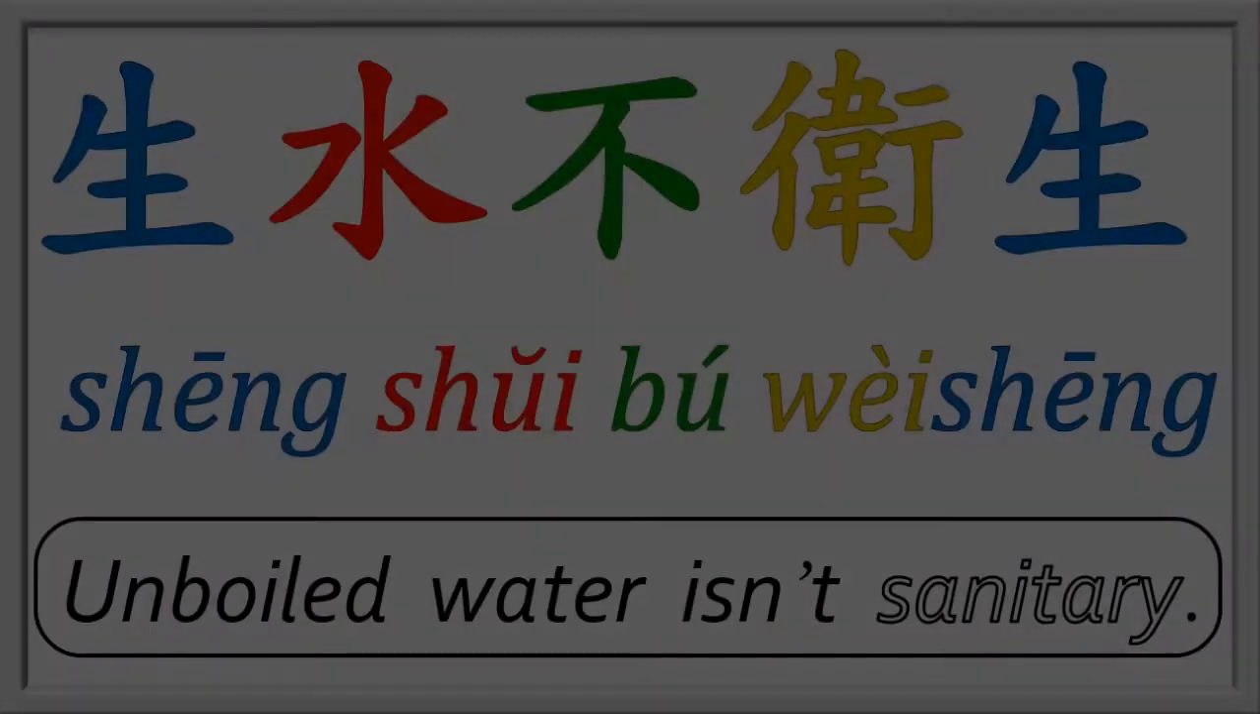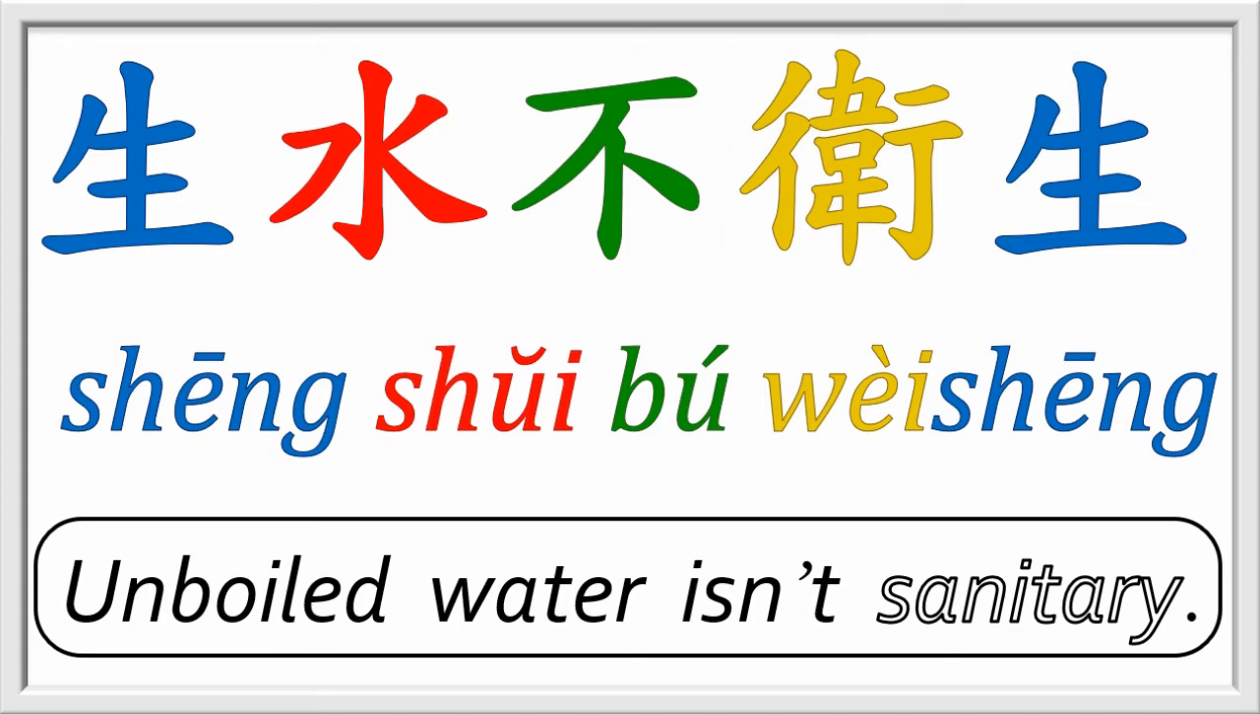This character is pronounced fourth tone, wei, and as a verb means to guard, protect, or defend, and as a noun translates as a guard or a gatekeeper. A common noun for hygiene, sanitation, or its adjective hygienic, sanitary is 卫生, literally protecting life. 生水不卫生. Unboiled water isn't sanitary. Notice the two meanings of 生, the first referring to raw water, and the second meaning birth and life itself.